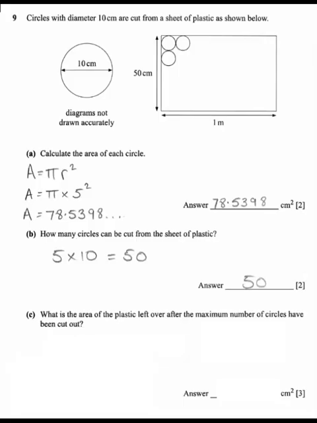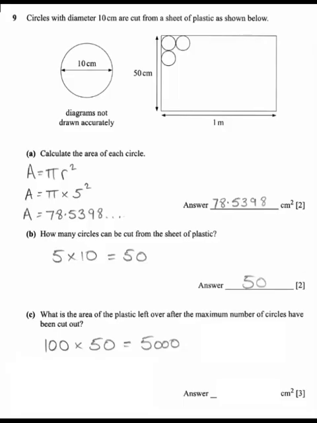So we can say that this one here is, I've multiplied 100 by 50. So 100 is the 1 meter being changed to 100 centimeters. So that's 100 centimeters multiplied by 50 centimeters, which gives you the total area of the rectangle. So that would be 5,000 centimeters squared.